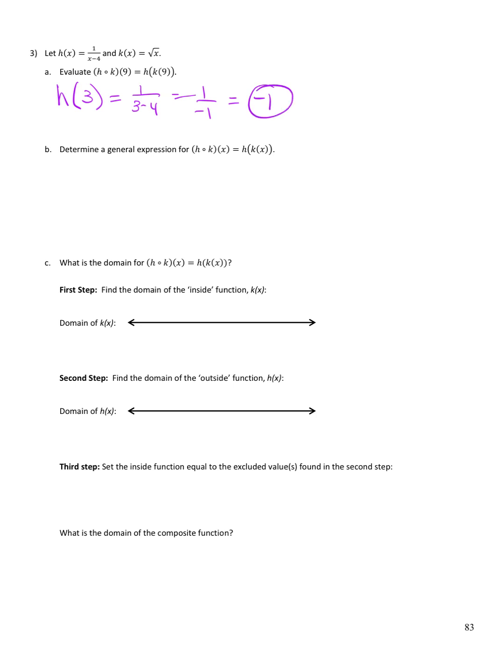And then a general expression for H of K of X would be H of K of X equals, and then instead of writing K of X here, I'm going to replace K of X with its formula, square root X. H of square root X. And then function notation says that whatever you replace the X right here in parentheses with, in this case a square root X, you have to replace every X in the formula for H with that thing. So instead of 1 over X minus 4, it's going to be 1 over square root of X minus 4.